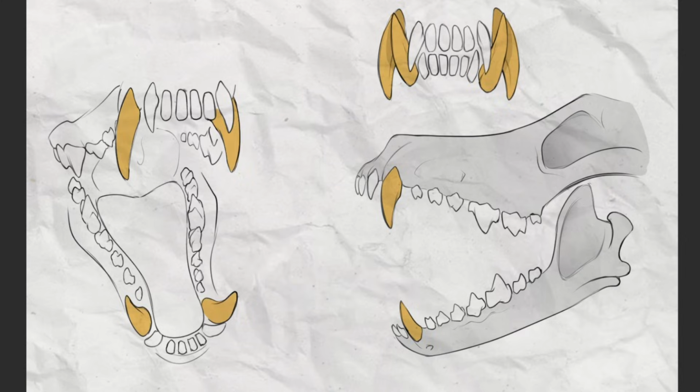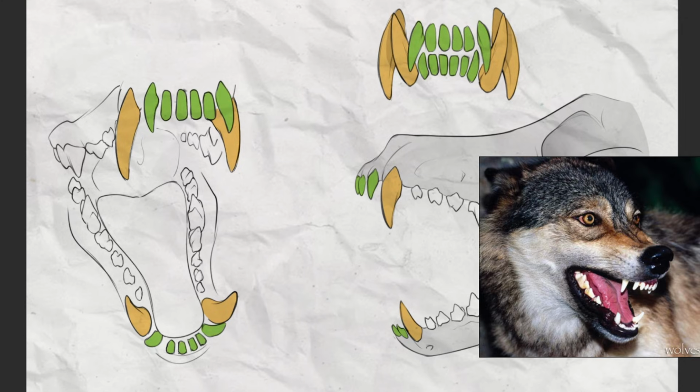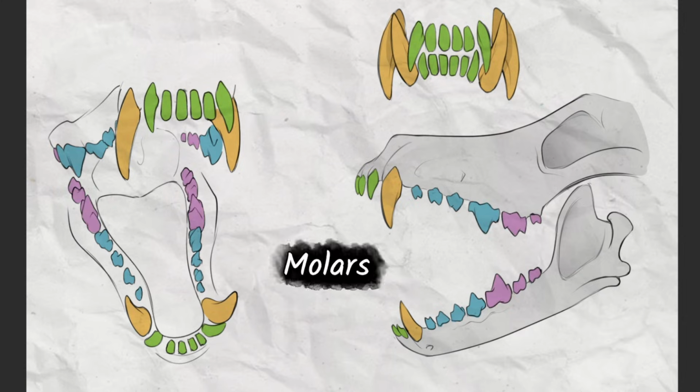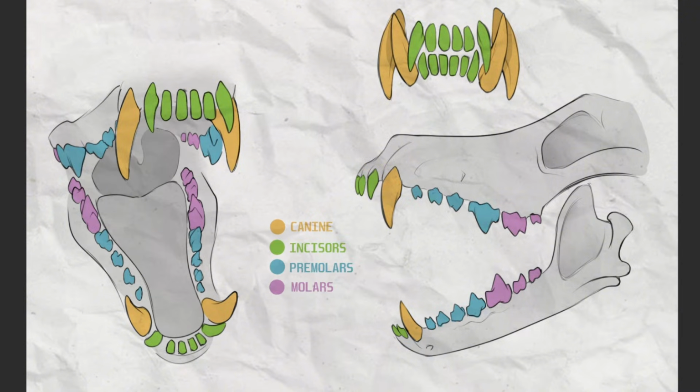Canines. The upper ones are usually larger than the lower ones. And the lower canines sit closer to the center. Incisors. 4 straight teeth on the top and bottom, plus 2 small ones on the sides that almost look like mini canines. Premolars. 4 on top and 4 on the bottom, 3 of which are usually smaller. And molars. 3 on the bottom and 2 on the top.